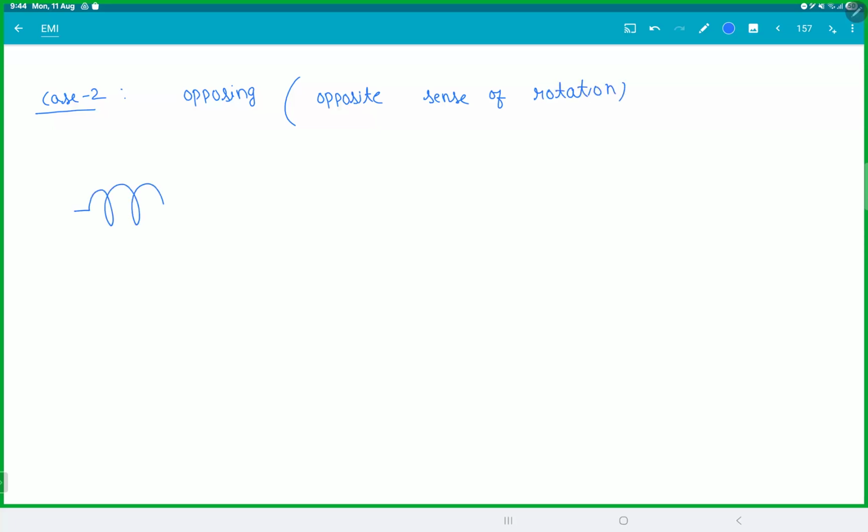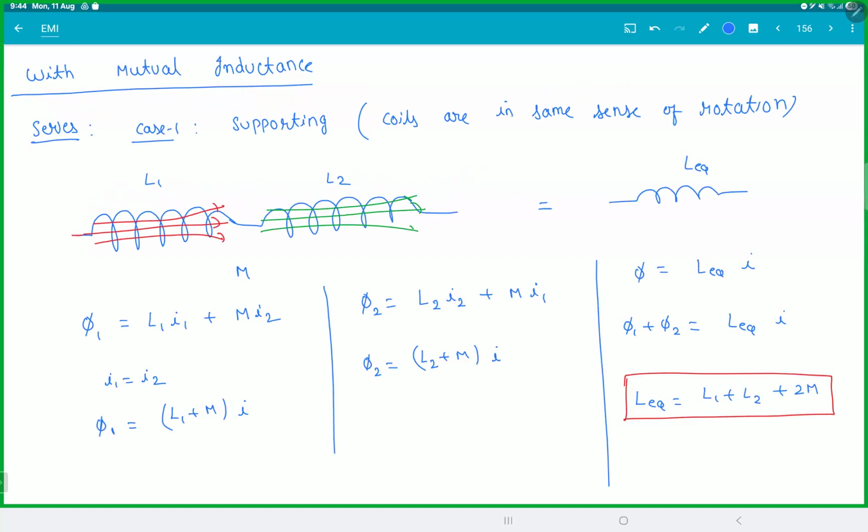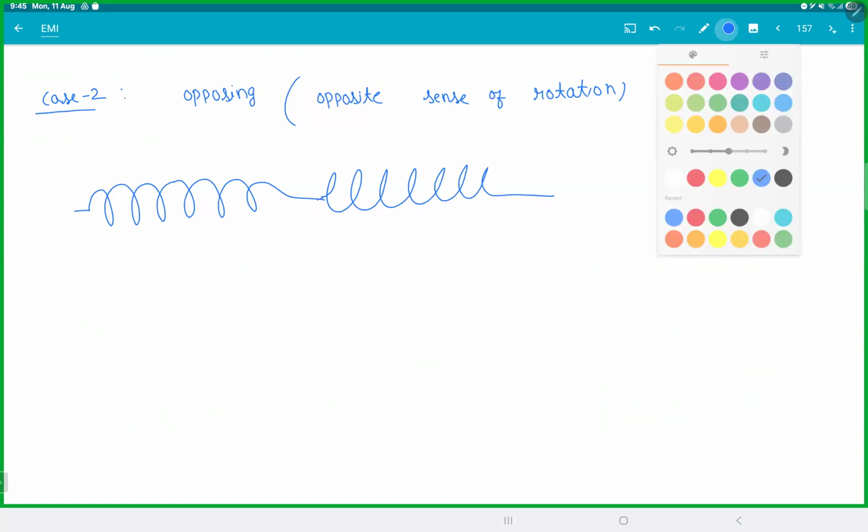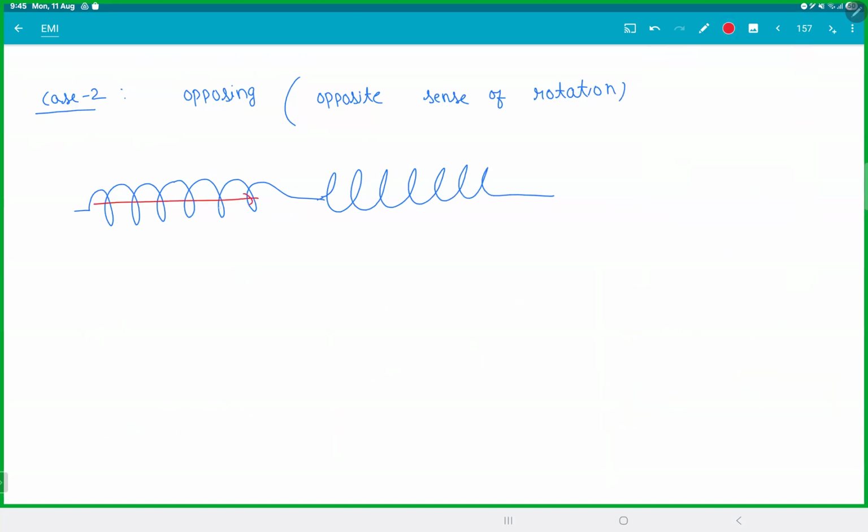Meaning the coil is this way, the coil is this way. Can you see the difference between both the coils? So here the coil rotation will reverse. So this magnetic field will be this way, whereas this magnetic field will be this way. So here now both the fields are fighting.